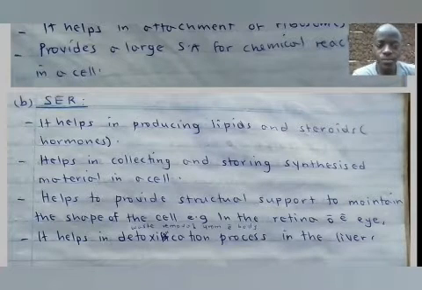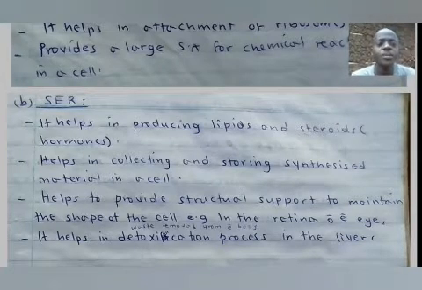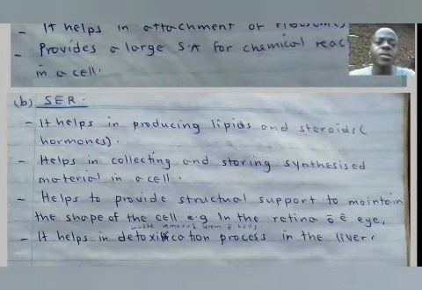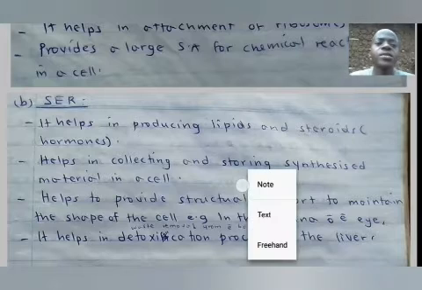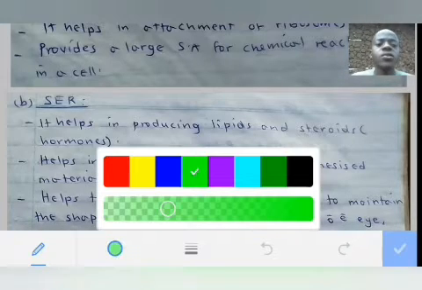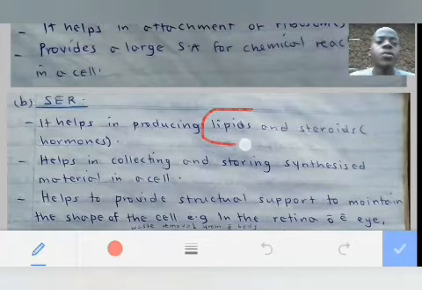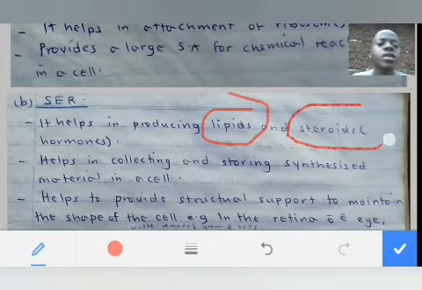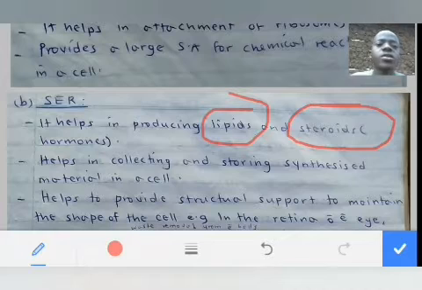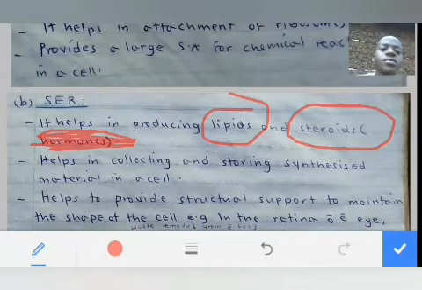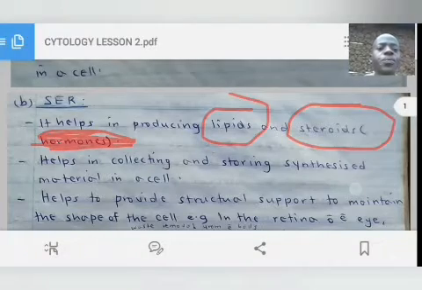So now this smooth endoplasmic reticulum is also important. The first thing is that it helps in producing lipids and steroids. Steroids, they also mean hormones. So now it helps in production of lipids and steroids. And steroids, they are the ones which mean the hormones. So now we can continue down.